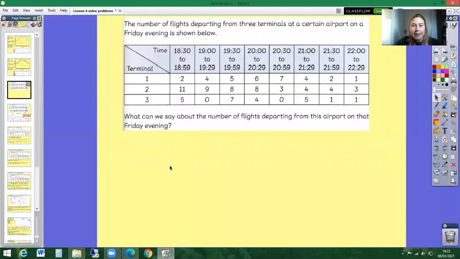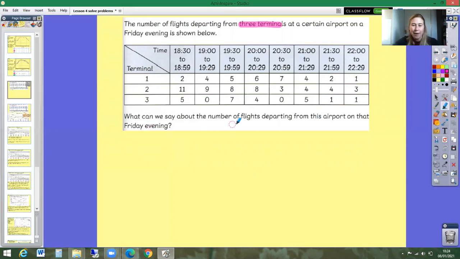Okay, let's carry on with our lesson. So now I'm showing you a new table of information, and we're going to explore some line graphs with this. So pause the video and have a read of the question. Okay, so the information in the table shows the number of flights departing from 3 terminals at a certain airport on Friday evening. So we've got 3 terminals, and I can see the 3 terminals here in this column. And then we've got the times that those flights depart, and we've got different numbers of flights departing from each terminal at different times. So quite a lot of information there.